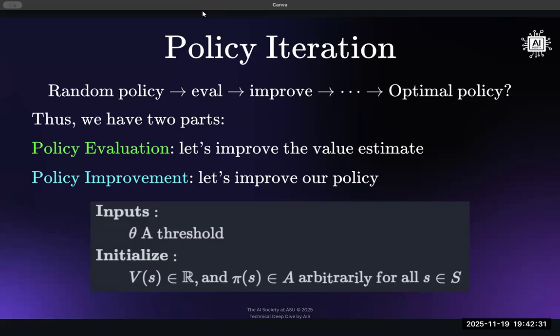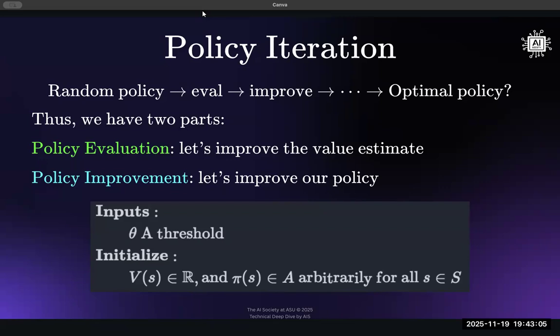And so there's two parts to this, of course. There's evaluating the policy. So we need to improve the value estimate. So the value estimate is going to tell us what is the value of our states. And so using that, we can then evaluate how good is our policy. And then policy improvement is just going to deal with actually improving that policy given the evaluation that we have. And the evaluation part will improve our value estimate, which we can then use in the second part. And so this is an algorithm of two parts.